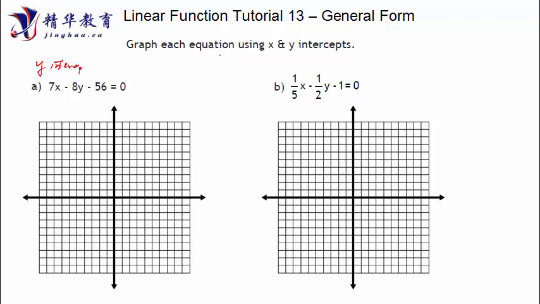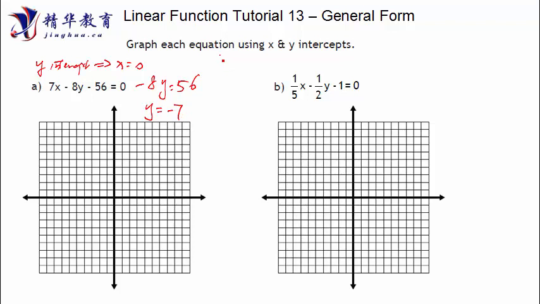Y-intercept, x equal to 0. Okay? If we make x equal to 0, negative 8y equal to 56. If you make x equal to 0 here, this becomes negative 8y. Moving negative 56 to the other side, negative 8y equal to 56, and then y equal to negative 7.